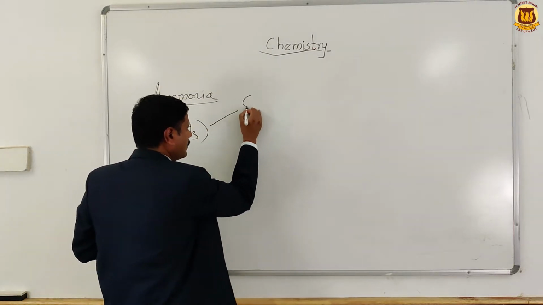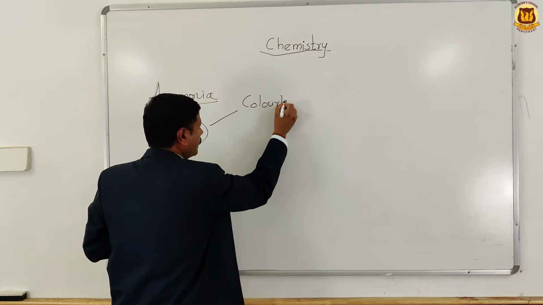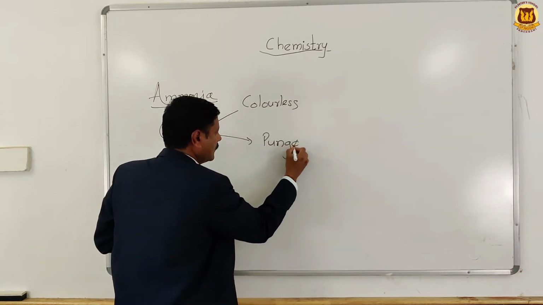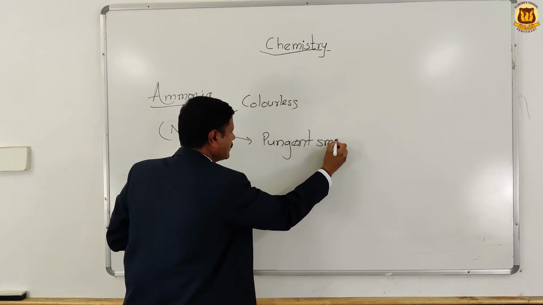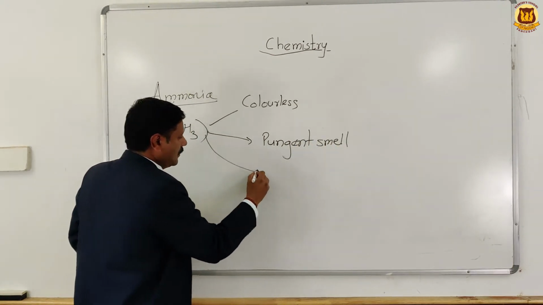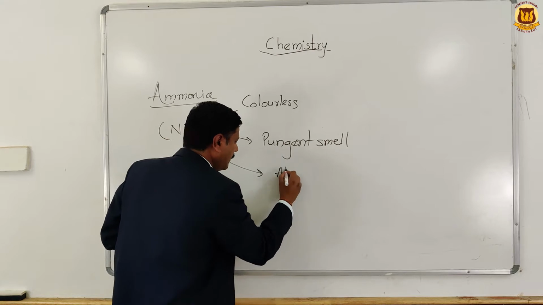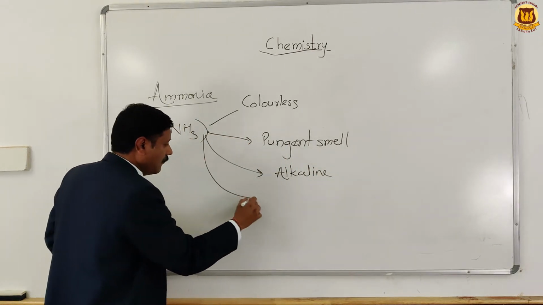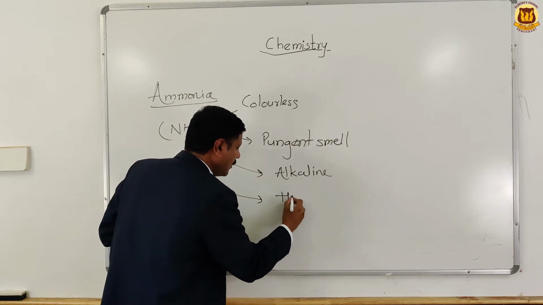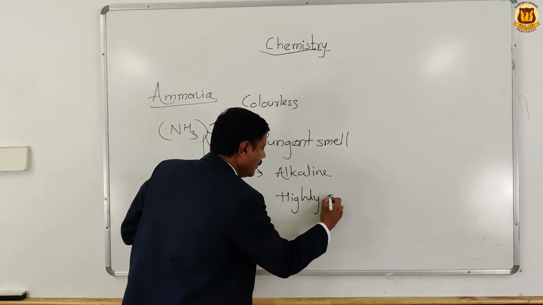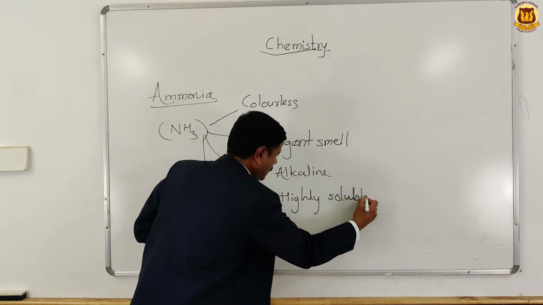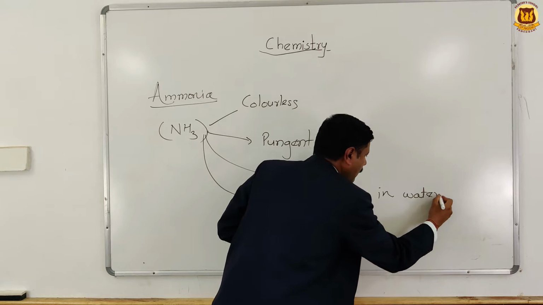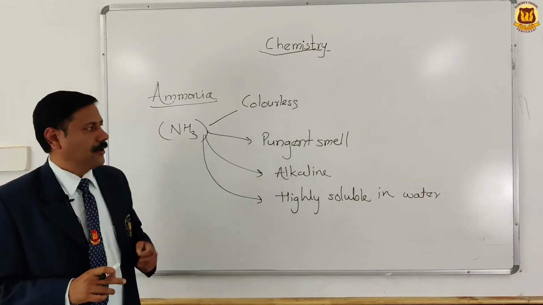Ammonia, you know, is colorless, it has a pungent smelling gas, it is alkaline, that is basic in nature, and one more property, it is highly soluble in water. Highly soluble in water. These are some properties of ammonia.